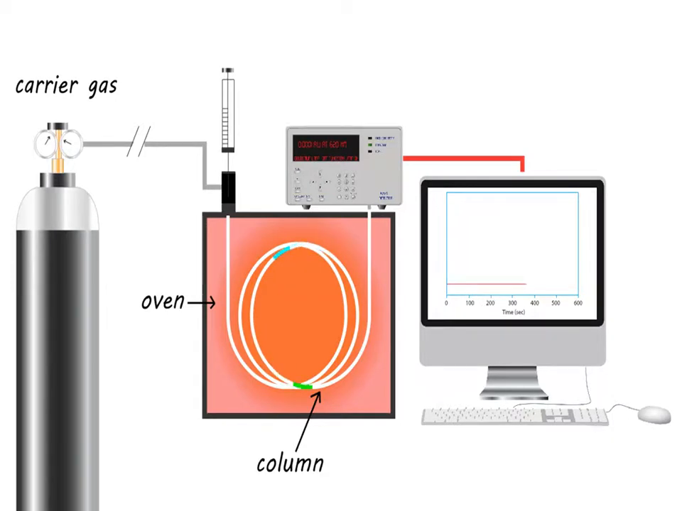Following separation in the column, the separated substances enter a detector. There are various types of detector, but all detectors work by producing an electrical signal when a substance passes through. This electrical signal is plotted on a time axis using computer software, and the resulting plot is known as a chromatogram. Peaks in the chromatogram show when substances have been detected.